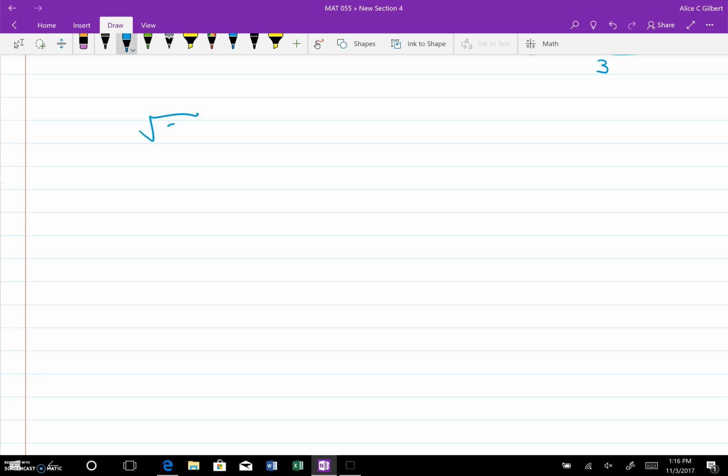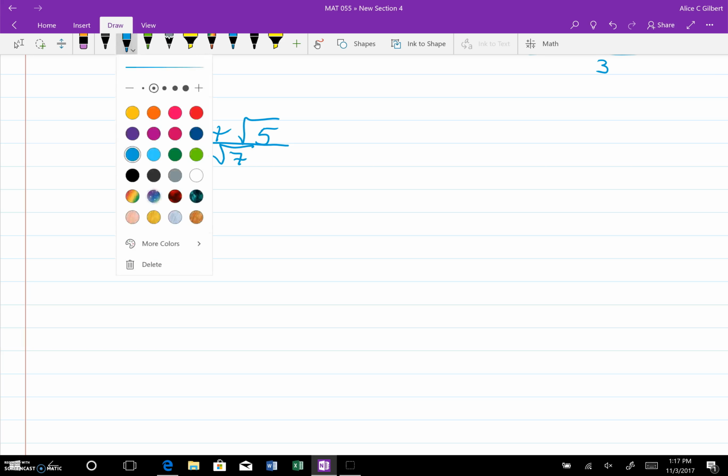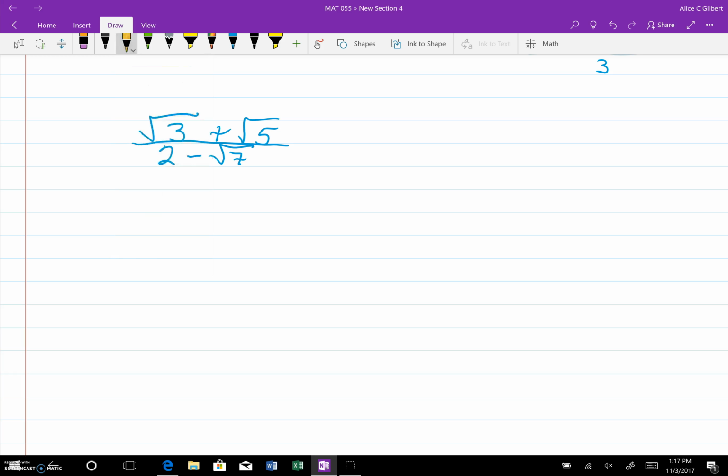Okay, let's do another example. The square root of 3 plus the square root of 5 over 2 minus the square root of 7. So again, I need to multiply the denominator by whatever will make it a difference of squares. So in this case, that's going to be 2 plus the square root of 7. If I do that in the denominator, I need to multiply that exact same thing in my numerator.